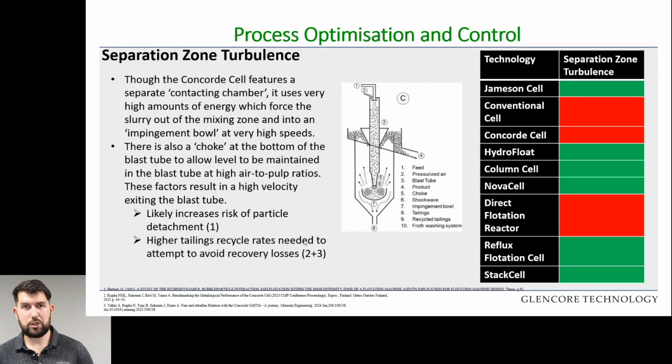Even if you collect additional particles in the blast tube, you're then risking detaching them when they exit at that high velocity. And the result of that is that you then require higher tailings recycle rates to try and avoid recovery losses.